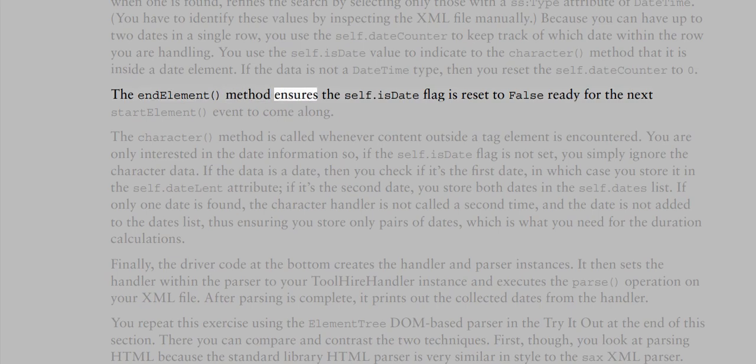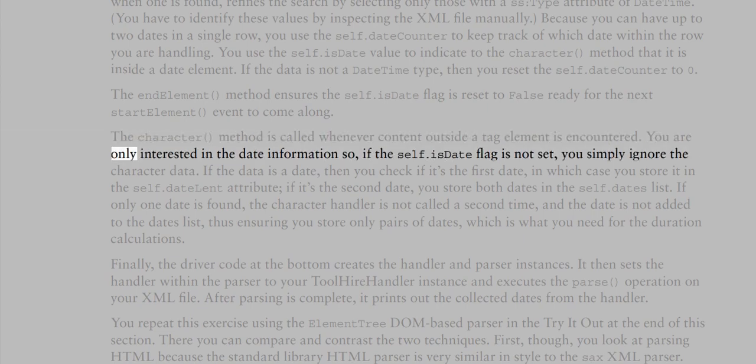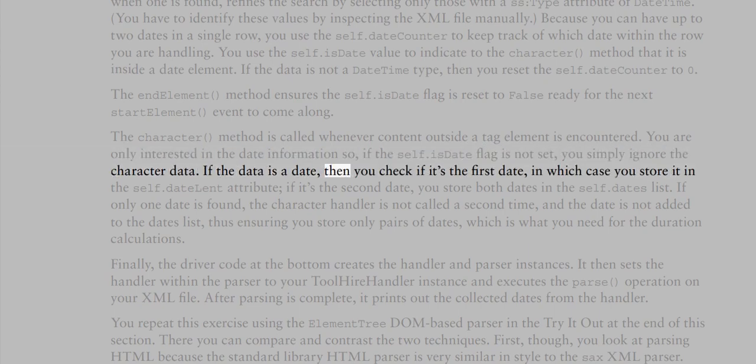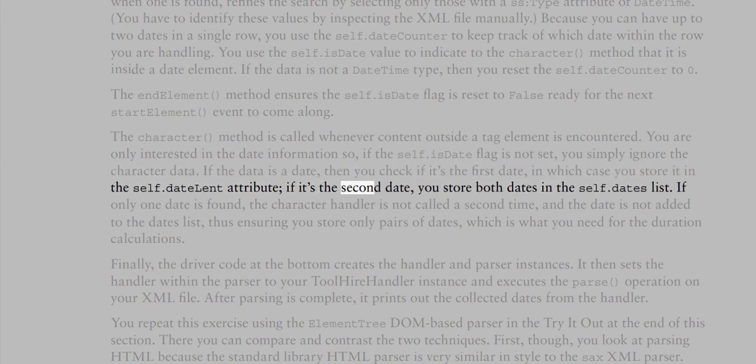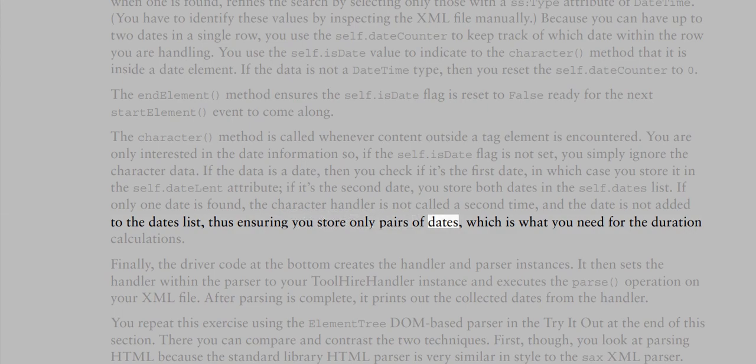The endElement method ensures the self.isDate flag is reset to false ready for the next startElement event to come along. The characters method is called whenever content outside a tag element is encountered. You are only interested in the date information, so if the self.isDate flag is not set, you simply ignore the character data. If the data is a date, then you check if it's the first date, in which case you store it in the self.datelent attribute. If it's the second date, you store both dates in the self.dates list. If only one date is found, the characters handler is not called a second time, and the date is not added to the dates list, thus ensuring you store only pairs of dates, which is what you need for the duration calculations.